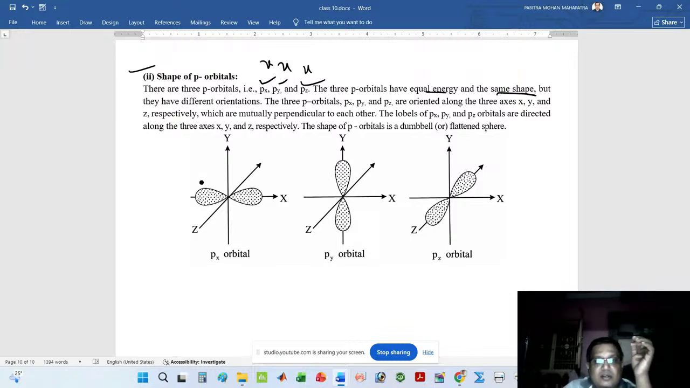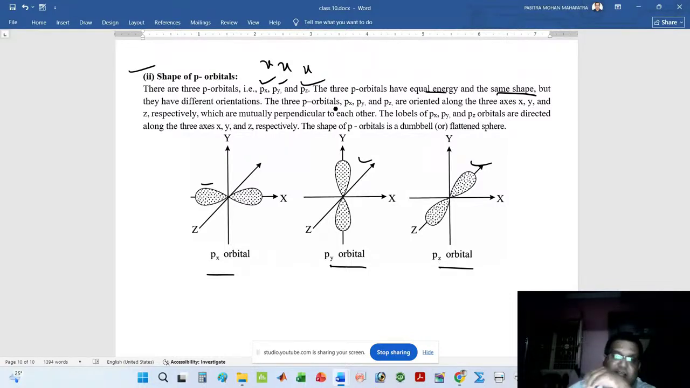Look at that. There are three p orbitals given here. All have the same shape and the same energy. Then tell me what is the difference? This is said to be px. I will clearly explain why this is said to be px. This is your py. This is your pz. What is the difference here? If you think about the shape, all have equal shape. If you think about the energy, all have equal energy. The difference is only the alignment, the orientation of the orbitals.